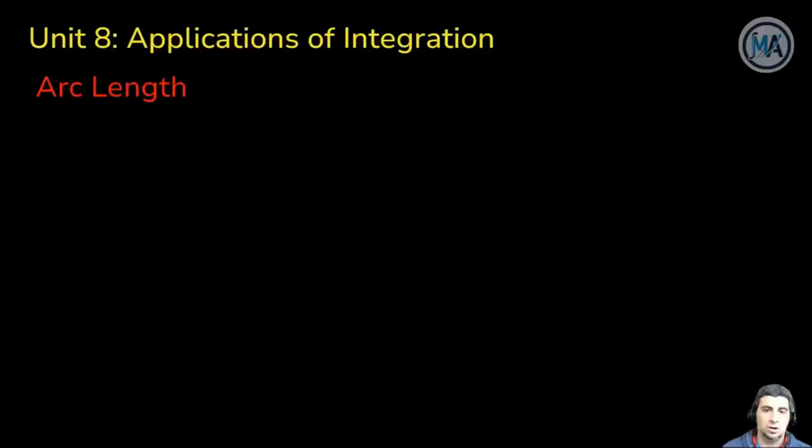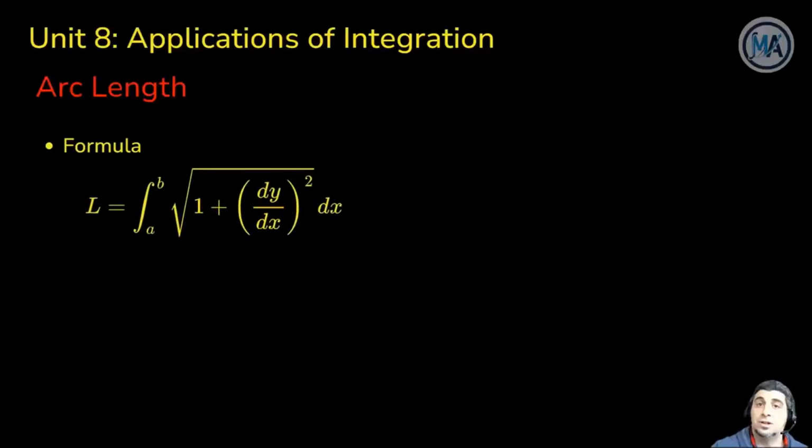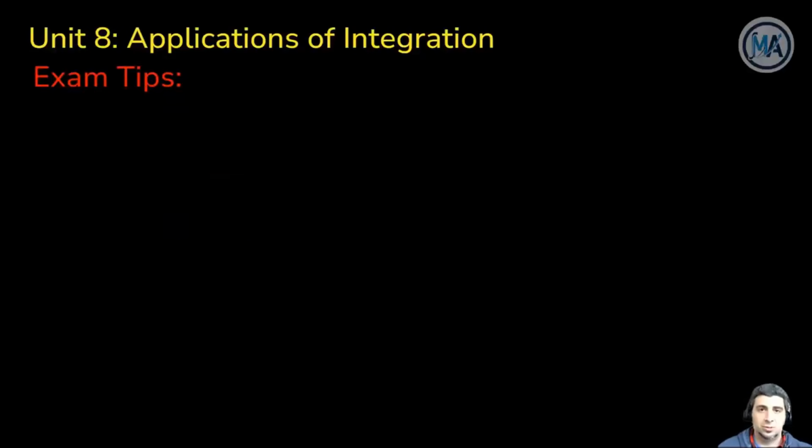Let's jump into the BC only topics, and that is arc length. And you pretty much need to just know the formula. These are typically going to be Desmos permitted questions on the exam. If it's a free response question, you have to show the integral setup in order to earn full credit for the problem. And I just want to finish up here with a couple tips for you.